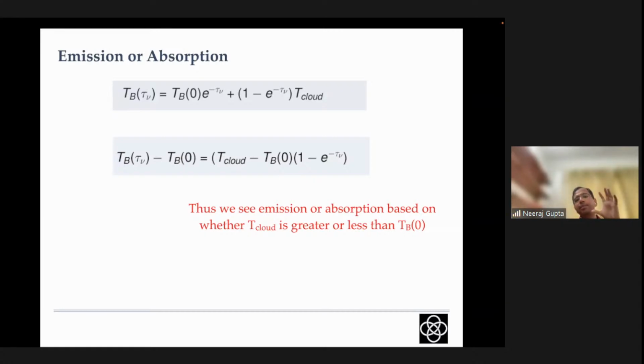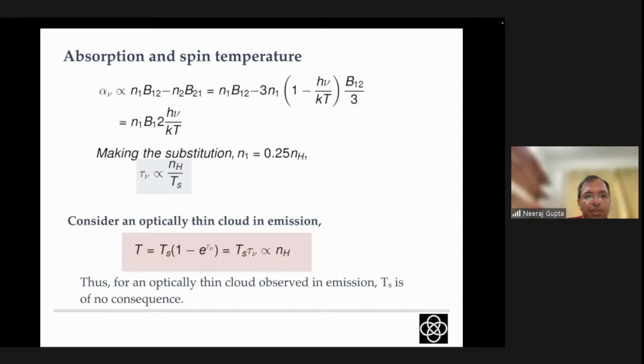So if the cloud is at a temperature which is more than the brightness temperature of the background source, then we will see it in emission. But if it is lower than that, then we will see the cloud in absorption. And if both turn out to be equal to each other, then I will not see the presence of the cloud at all, because this whole term will go to zero. So starting from this, let us now try to understand a little more about what happens to the 21 centimeter line in different physical conditions in our ISM.